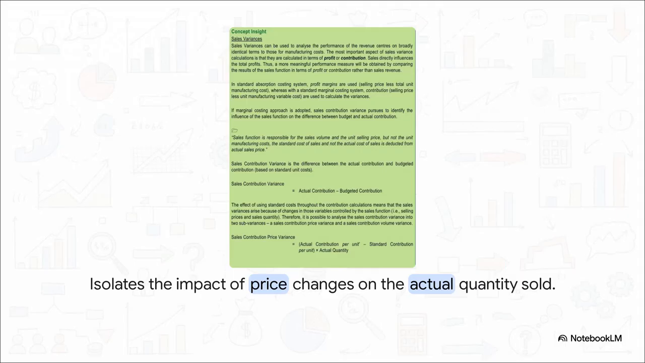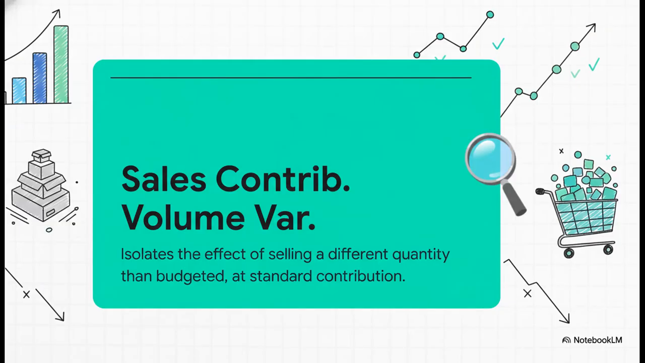Let's walk through this formula. The price variance is the difference between your actual contribution per unit and your standard contribution per unit. Then, and this is the key part, you multiply that difference by the actual quantity you sold. By using the actual quantity, you're isolating the impact of your pricing decisions. You're basically asking, for every single unit we actually sold, how much extra or less contribution did we make just because of the price? And now for our second suspect, volume.